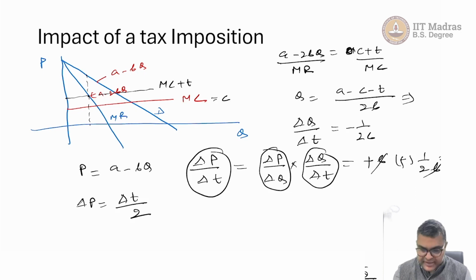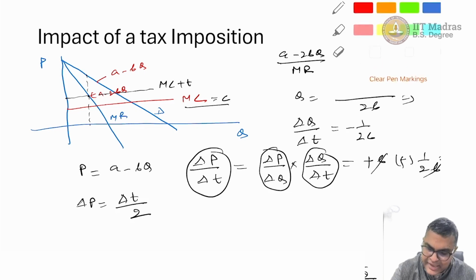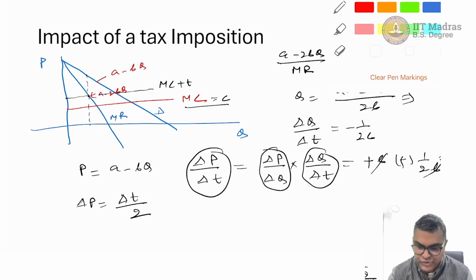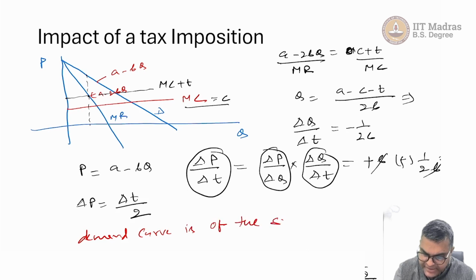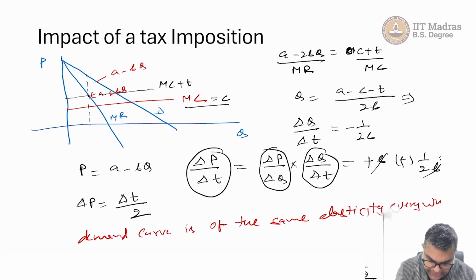But is this the case always? Not so. Let us go back and think of a situation. Here we have taken perfectly elastic, that marginal cost is flat, horizontal. I don't think it's good idea to say elastic or inelastic here. Consider a slightly different case where demand curve is of the same elasticity everywhere. What would be the example? Example is going to be, let us say P is equal to, let us say 5 by Q. Here if you calculate the elasticity, everywhere it is equal to 1.